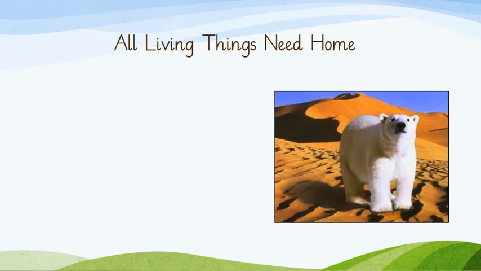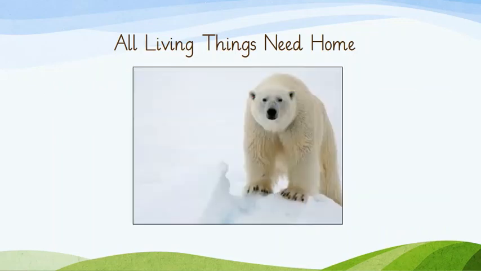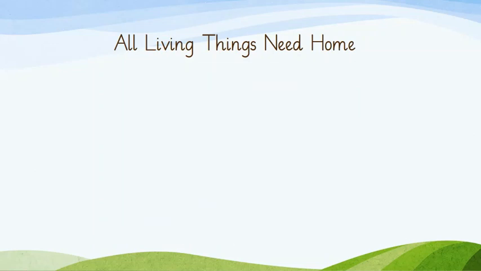All living things need a home. What is being shown in this picture? You can see a polar bear in a desert. What is wrong with this picture? The polar bear cannot live in a desert. A polar bear lives in cold places and it is their habitat.